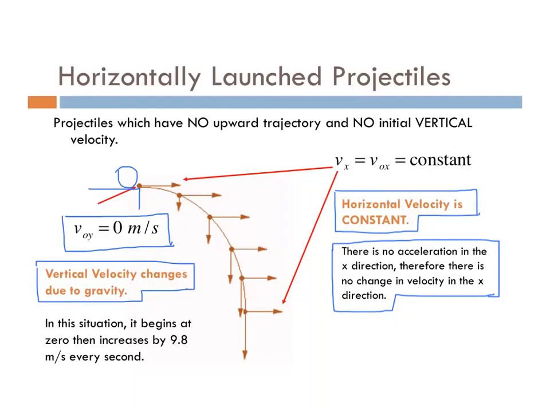So our vectors here show us the velocities at different points. You can see that the velocity vector in the y direction is going to start increasing. But our velocity in the x direction stays the same the entire time.